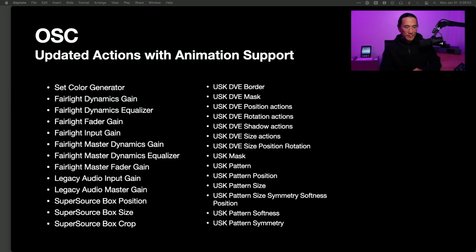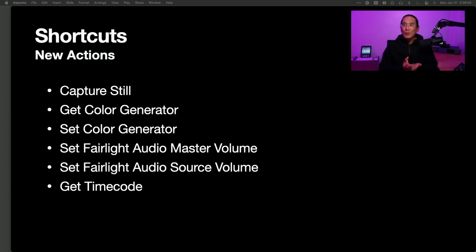With shortcuts, I've added a couple new shortcuts, a capture still shortcut, set and get color generators, which I'm using for the animated backgrounds that you were seeing earlier today, and the ability to set the Fairlight audio master and source volumes with a duration. And another action, which is actually pretty cool, is the get time code. So with that, you can actually get the current time code from the ATEM switcher, and then you can take that information and do what you will with it. You can add it to a note, you can email yourself, you can add it to a Google Sheet or a spreadsheet. You can keep track of key moments that are happening on your ATEM.